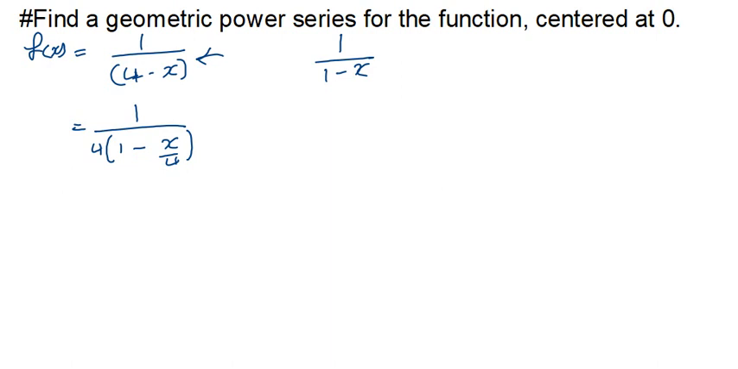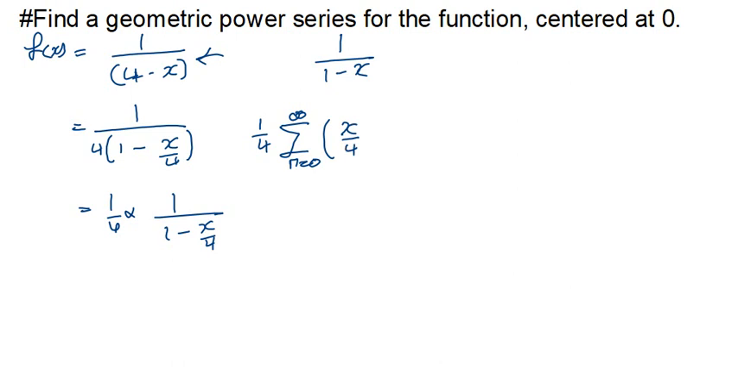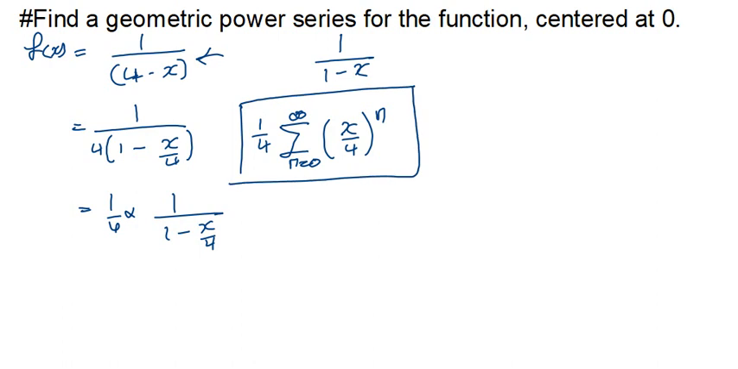Now this can be written in the form 1 over 4 multiplied by 1 over 1 minus x over 4. So what do I write? I'll say n equals 0 to infinity. First of all I put my 1 over 4 in front. Then I pick x together with its coefficient, which is x over 4, more like x multiplied by 1 over 4, to the power n. This simply happens to be the geometric power series expression for the function that we are given.